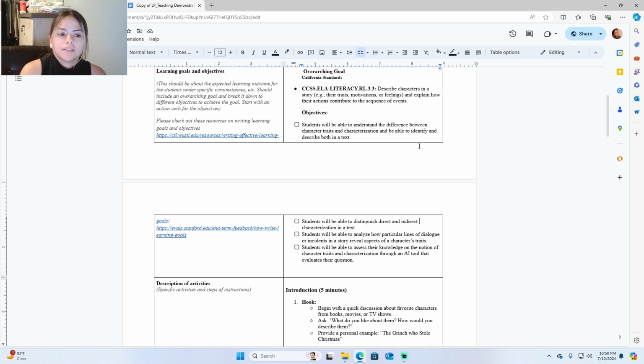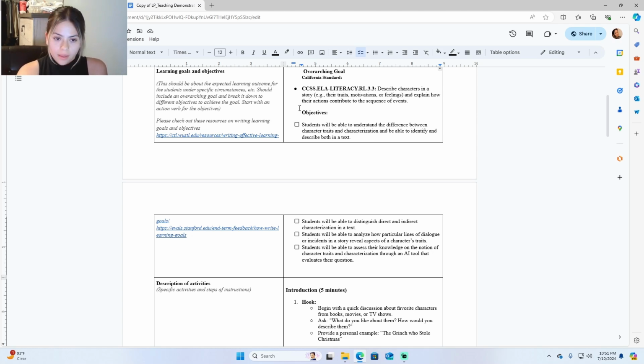So for learning goals and objectives, the learning goal is a California standard, so I tried to stick to something that is relevant right now to 3rd grade. The goal is to describe characters in a story, their traits, motivations, or feelings, and explain how their actions contribute to a sequence of events. So it's showing how character traits and how an author writes about a character will affect the events in the story.